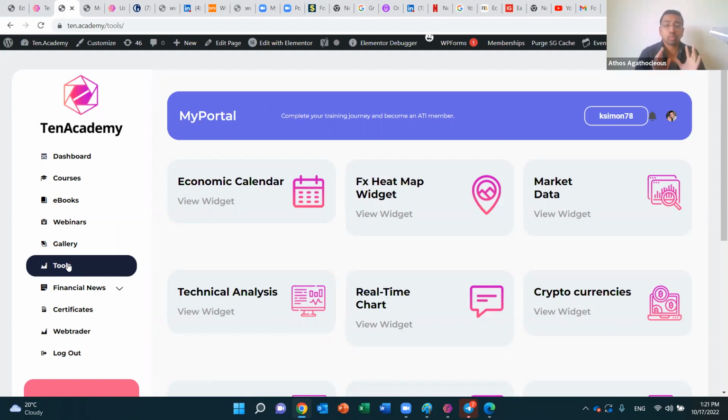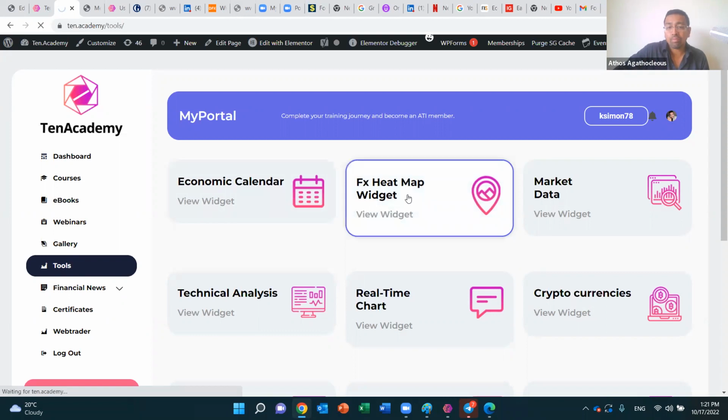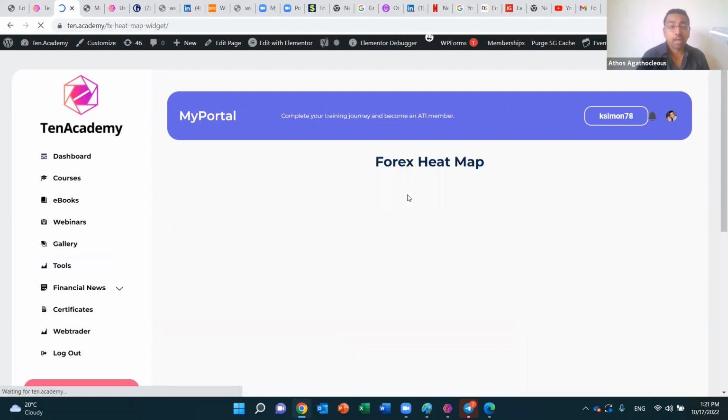So that is what we would like to have the information first from the tools section of the 10 Academy's dashboard before we go onto the 10 Trades trading platform to actually analyze these pairs further. Okay, so there you go. We've got the economic calendar right there covered. Now we'll just proceed to the FX heat map widget, which then will give us the idea of trending pairs.